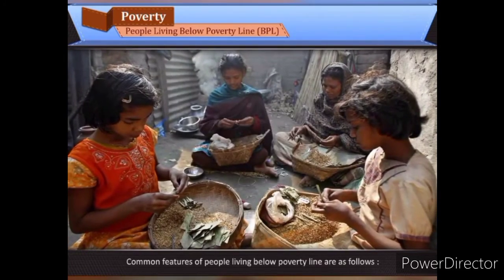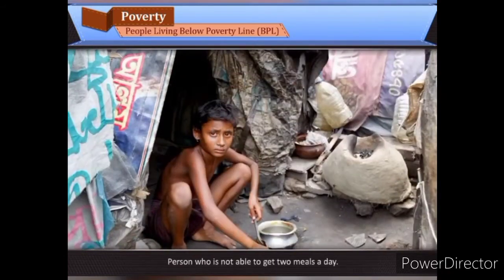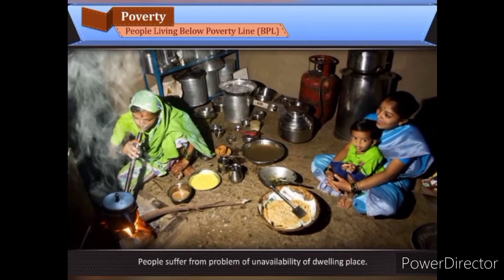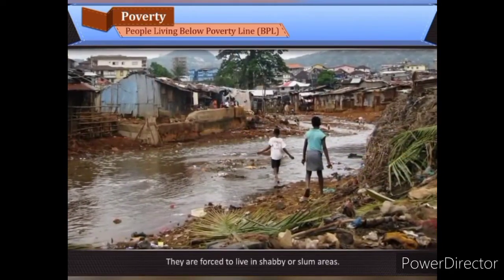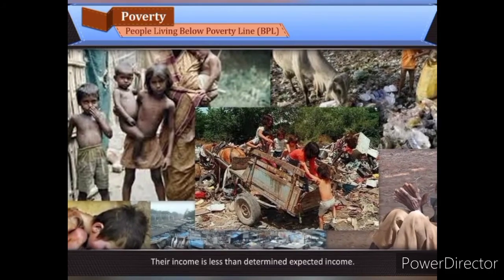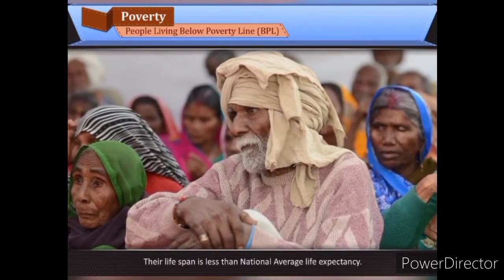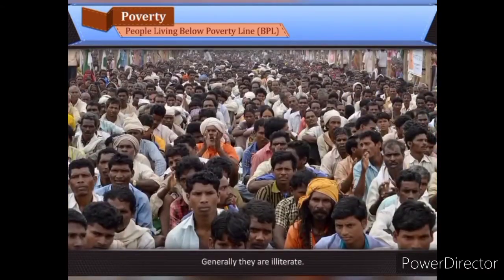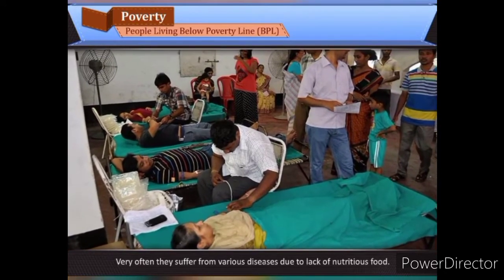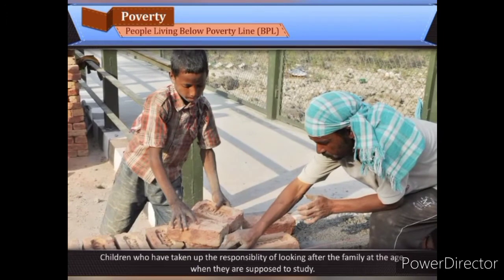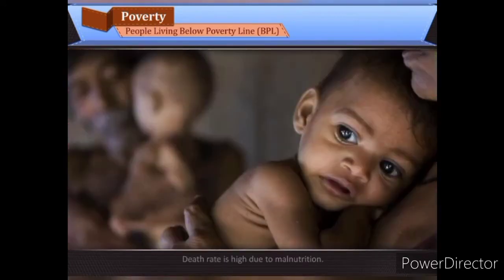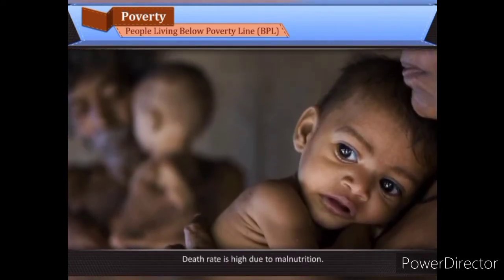Common features of people living below poverty line are as follows. Person who is not able to get two meals a day. People suffer from problem of unavailability of dwelling place. They are forced to live in shabby or slum areas. Their income is less than determined expected income. Their lifespan is less than national average life expectancy. Generally, they are illiterate. Very often, they suffer from various diseases due to lack of nutritious food. Children who have taken up the responsibility of looking after the family at the age when they are supposed to study. Death rate is high due to malnutrition.